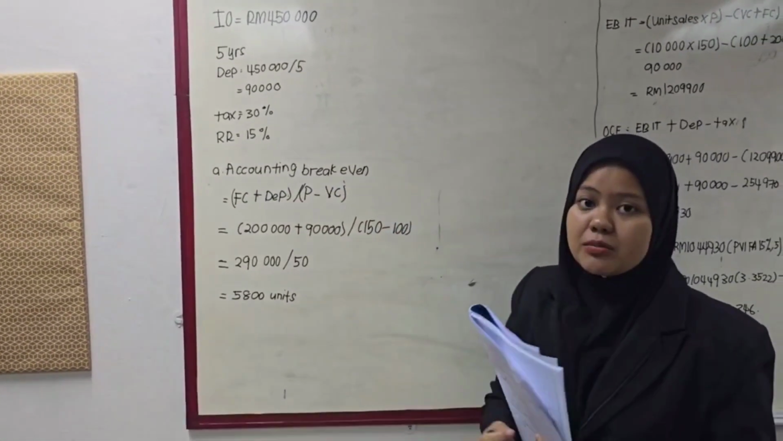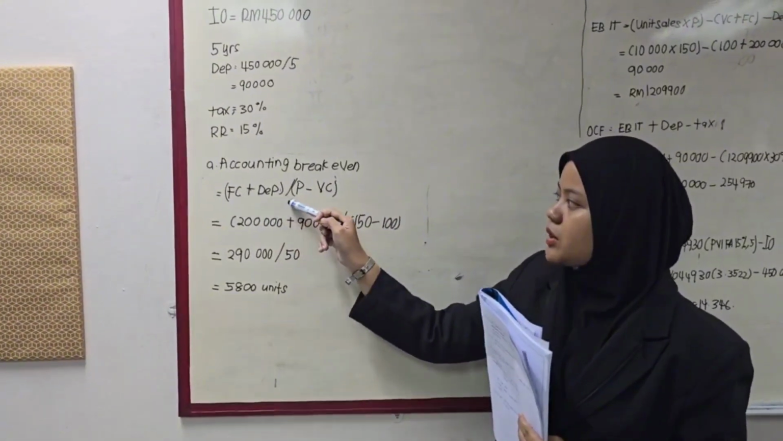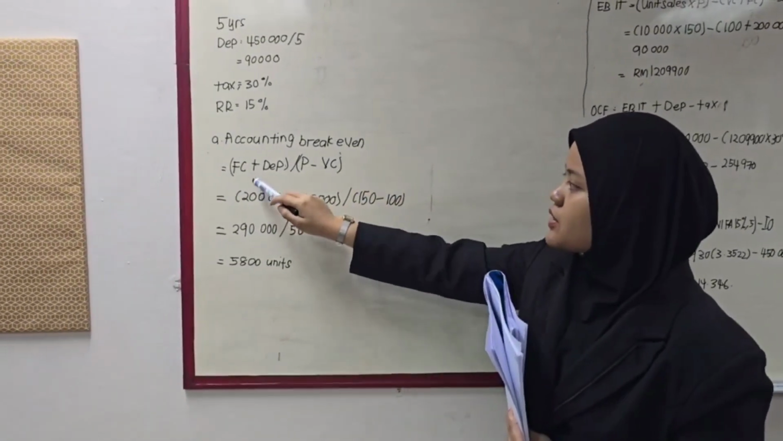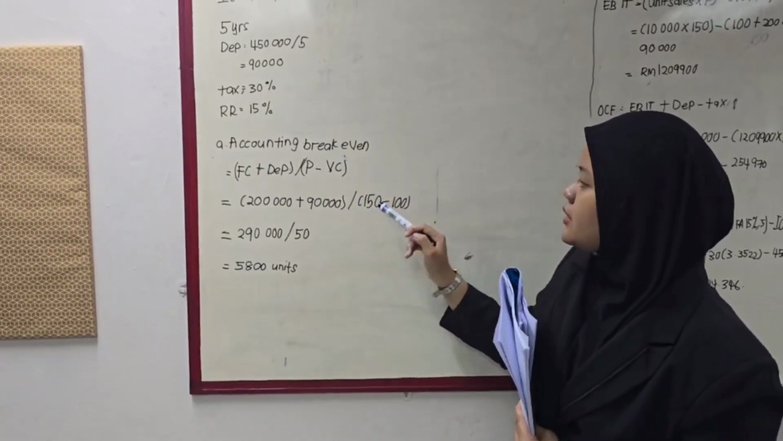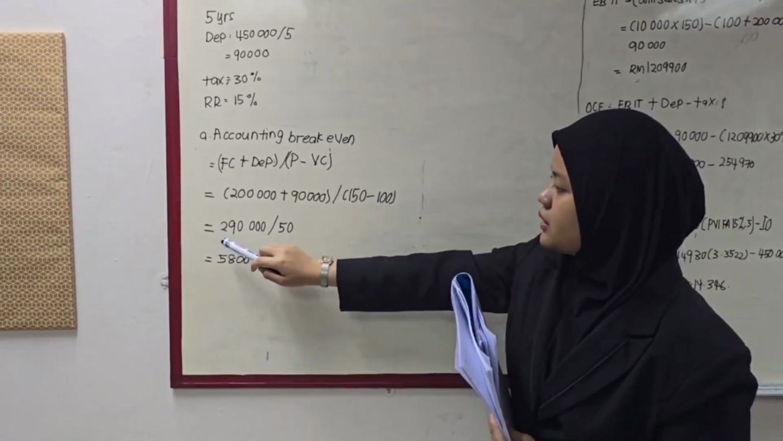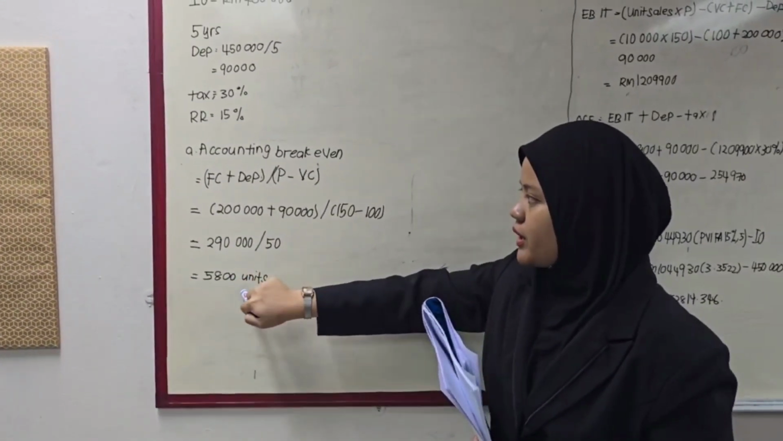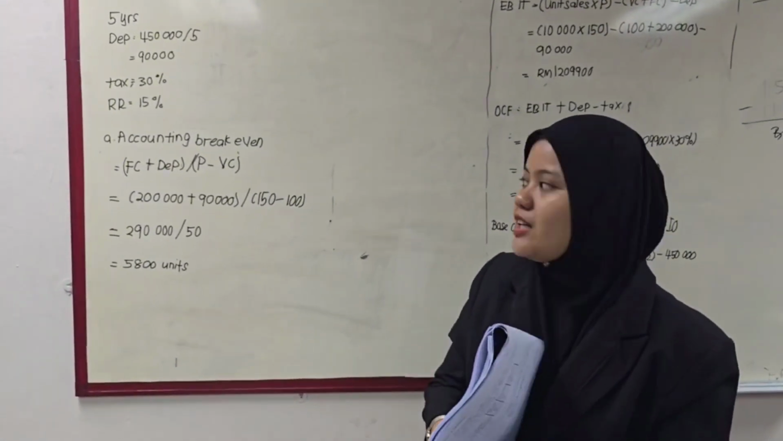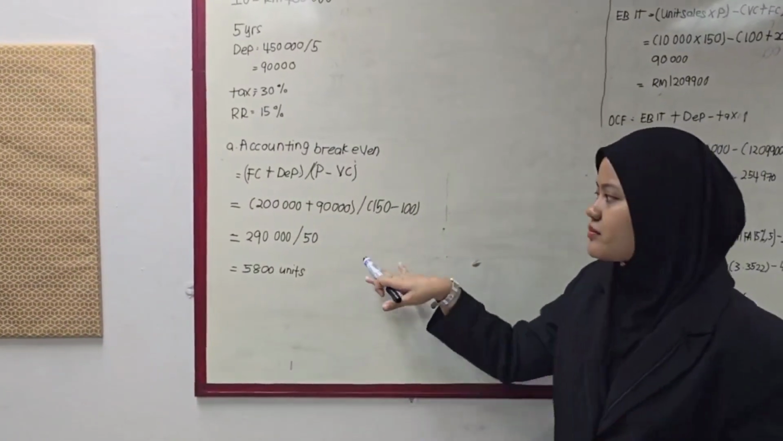So untuk soalan pertama, dia minta accounting break even. Untuk kira accounting break even, kita guna formula fixed cost plus depreciation bahagi dengan price tolak variable cost. Kita masukkan fixed cost 200,000 tambah depreciation 90,000 bahagi price 150 tolak 100 dapat 290,000 bahagi 50 dan dapat 5,800 unit. Before that, untuk soalan ini dia minta accounting break even untuk best case scenario.